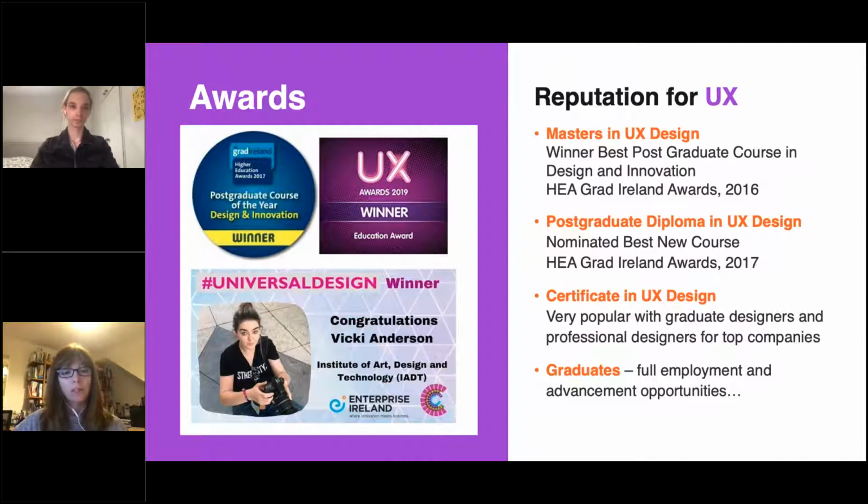So we've won quite a lot of awards, including the Grand Prix Education Award at the UX Awards in 2019. We also won Postgrad of the Year course for Design and Innovation for our UX Masters course. And more recently, one of our students, Vicky Anderson, won the award for the Best Universal Design project at the Universal Design Student Awards. So we have quite a lot of experience, and I would say that the standard of the educational courses we run in this area is really second to none. It's world class. Our graduates as well, as I say, are in much demand.